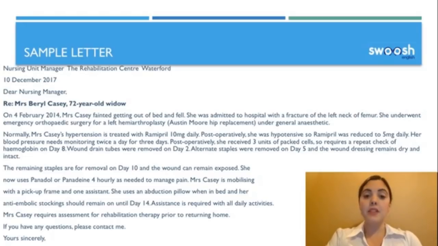The remaining staples are for removal on day 10 and the wound can remain exposed. She now uses Panadol or Panadin 4 hourly, as needed to manage pain. Mrs. Casey is mobilizing with a pickup frame and 1 assistant. She uses an abduction pillow when in bed, and her anti-embolic stocking should remain on until day 14. Assistance is required for all daily activities.